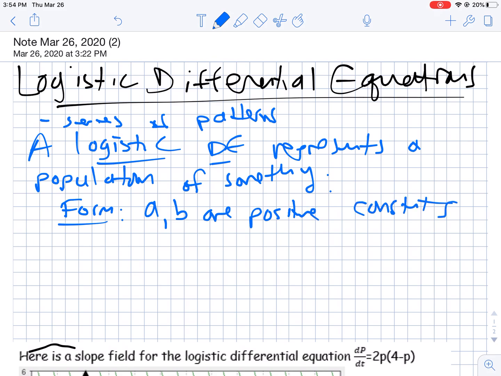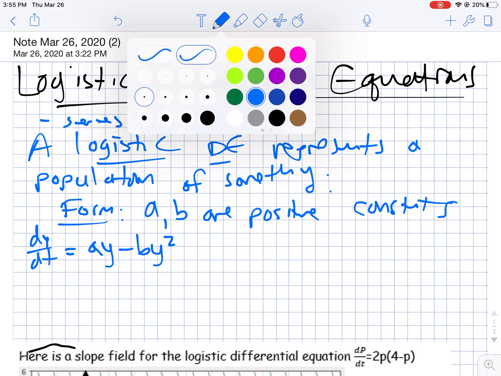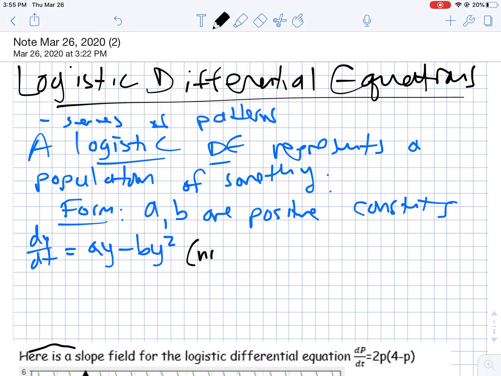So this is a differential equation. You might see it written like dy/dt equals ay minus by squared. One thing worth noticing in this equation: there's no t. There's no time variable. The rate of change is wholly dependent on what the current population is.